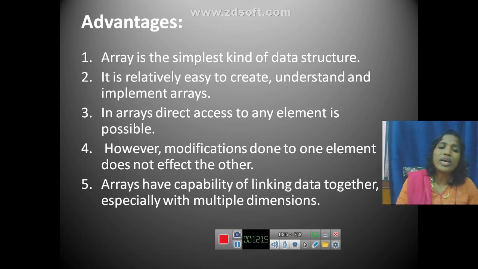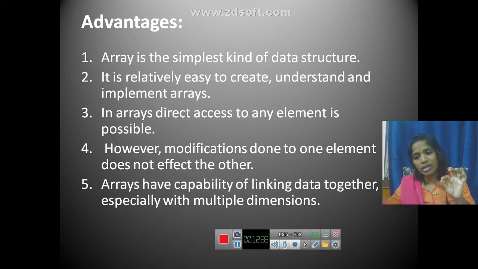Arrays also have the capability of linking data together. That means they can club the data together, especially with multiple dimensions. Remember, the numbers we have seen are 0, 1, 2, 3 and so on. This is only one axis, so it is called a one-dimensional array, one way of storing elements continuously. The other way, we can store elements in two dimensions also.